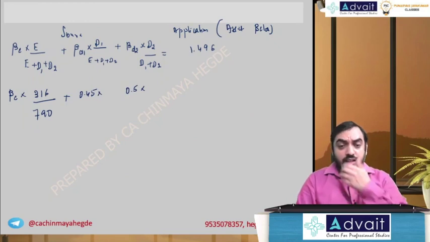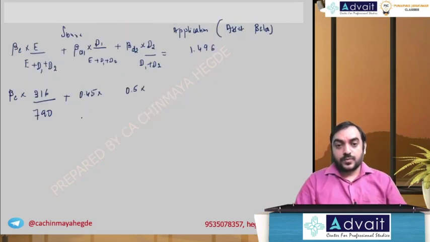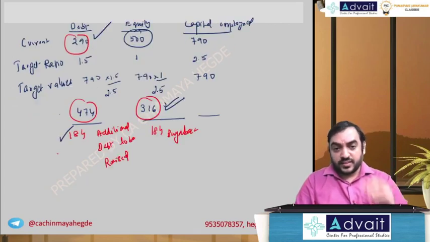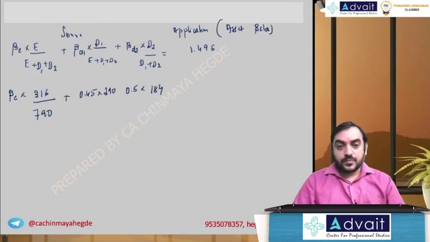Multiplied by debt. How much debt? Existing debt remains the same, 290, and new debt comes, that is 184. 290 and 184. Of course, total it is 474, but both will have different risk. Divide by total 790 obviously. That should be equal to 1.496.